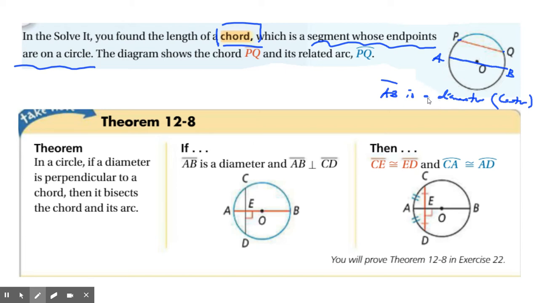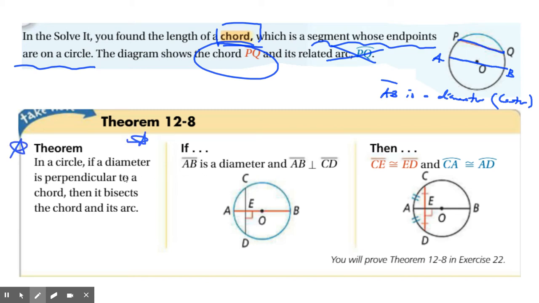Diameters are called chords, but there are more basic chords than diameters. And again, those are just segments whose endpoints are on the circle. So there you go, chord, segment PQ. Again, it talks about the arc, I don't care. So down here, this theorem is the only idea we're going to learn in this section.